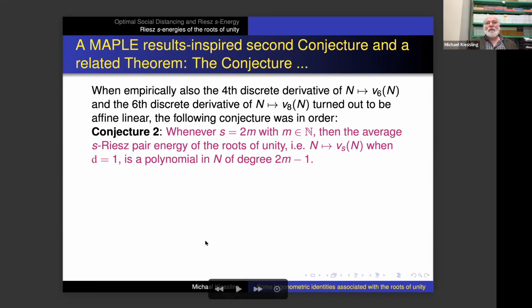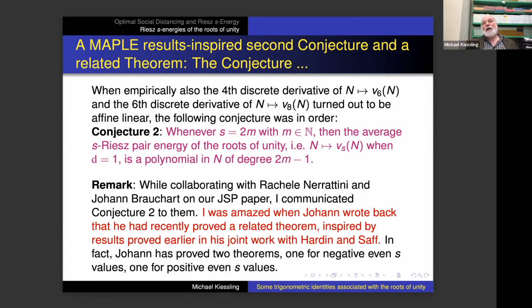Conjecture 2. Whenever S is a positive even integer, then the average S-energy of the roots of unity, that means this map when D equals 1, is a polynomial in N of degree 2m-1. So that was a conjecture. I wrote that at the time, when we were having our collaboration on the paper by Nerattini, Brauchart, and myself in JSP. So I communicated that to my colleagues.